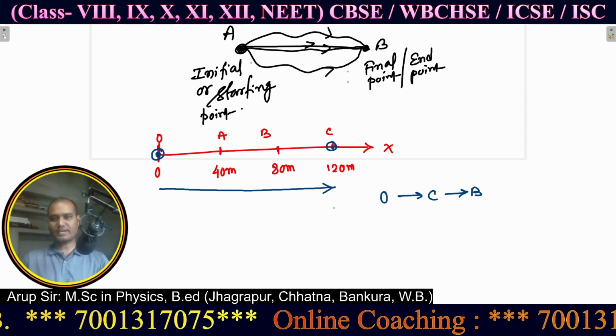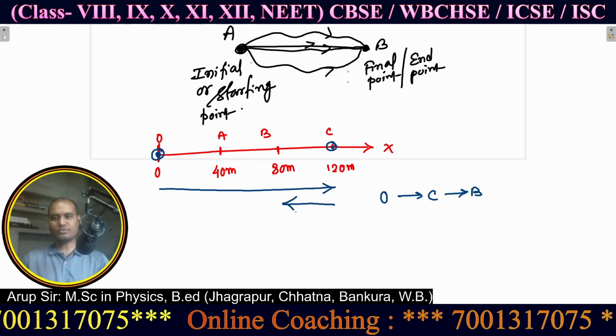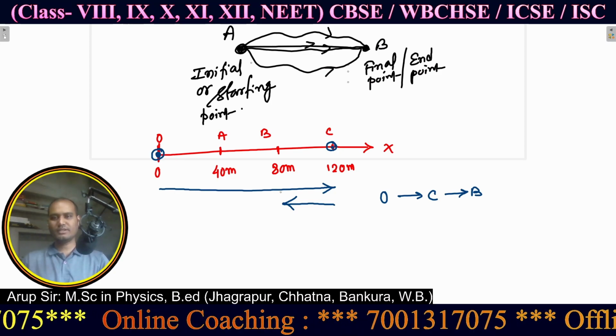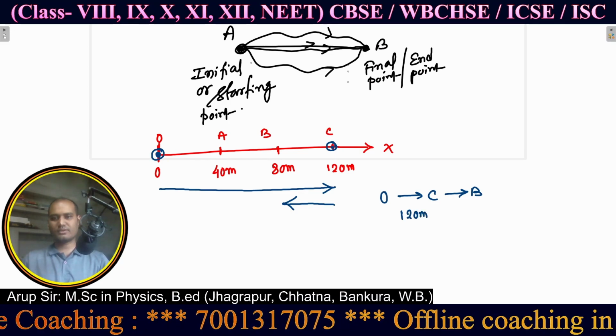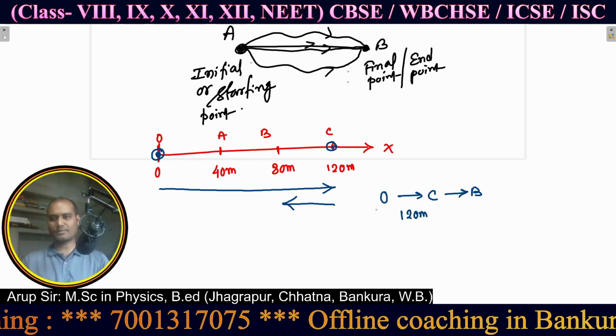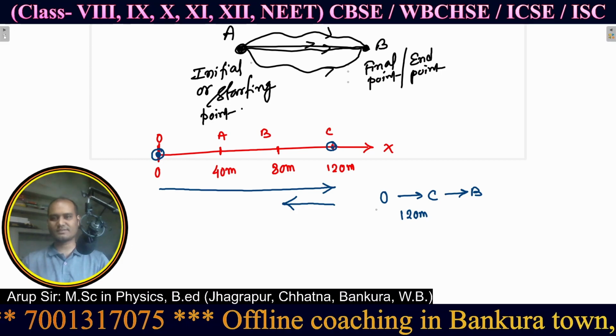So O to C at first it is going, then returning to B point. Means O to C, what is the distance? That is 120 meter. 120 meter is the distance traveled. This is distance.